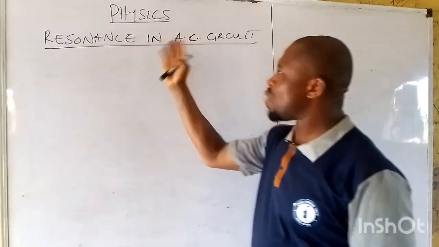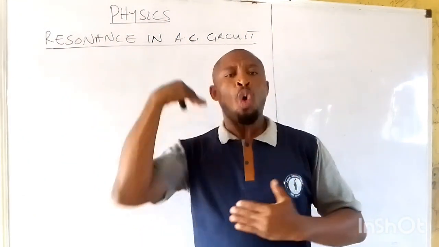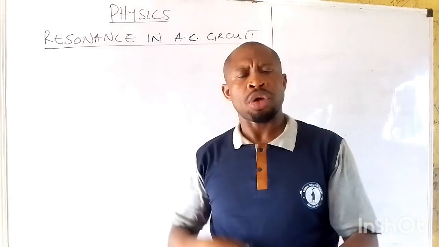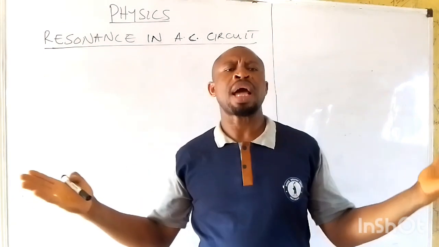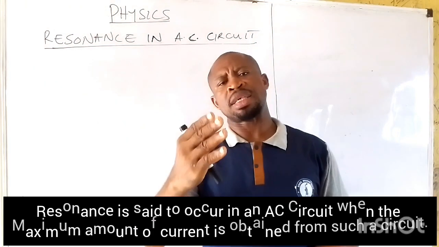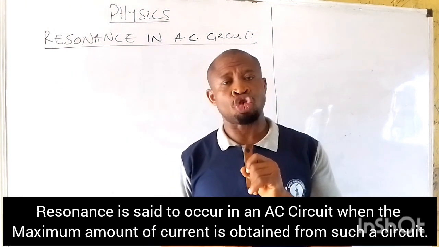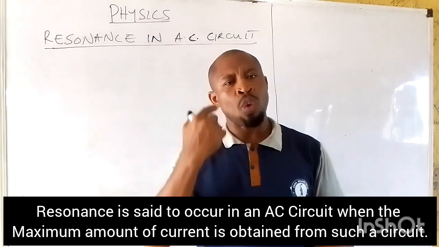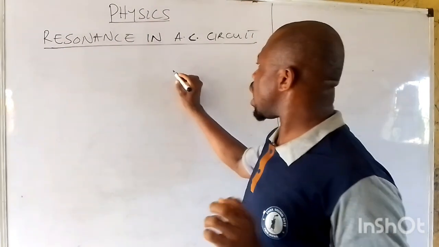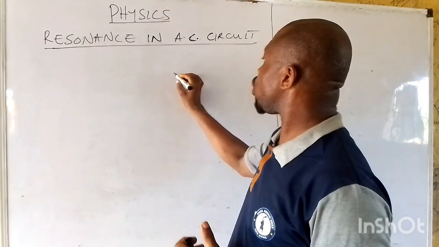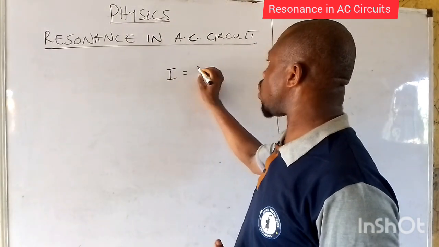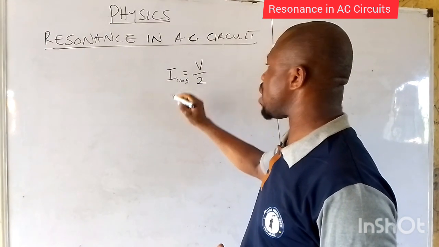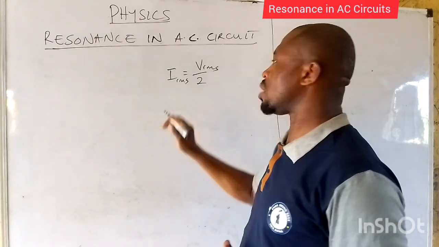Now, let's go. Resonance. The first thing we ask ourselves is, what is resonance? And when does resonance occur in AC circuits? We can say that resonance occurs in an AC circuit when the maximum current is obtained from such a circuit. In an AC circuit, current is equal to V over Z, where this current is RMS and V is RMS for a complete circuit.